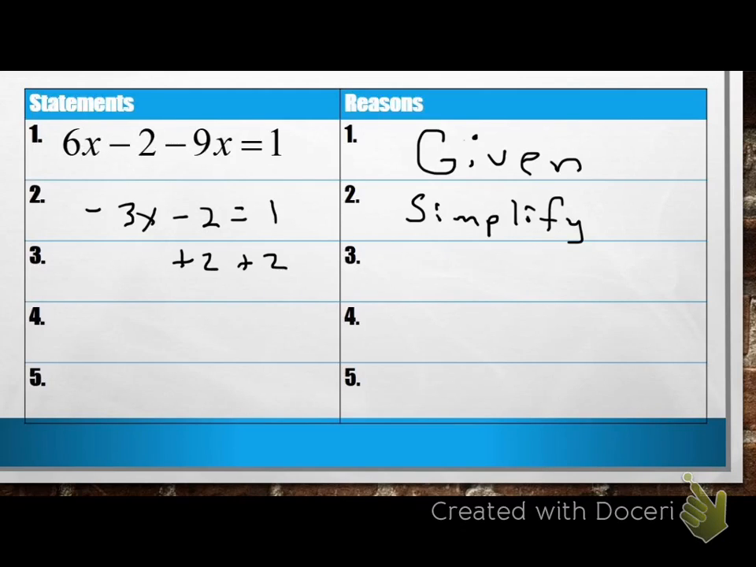Then what am I going to do, guys? Okay. And I need to have a step 6 in here. So put a 6 down below it.